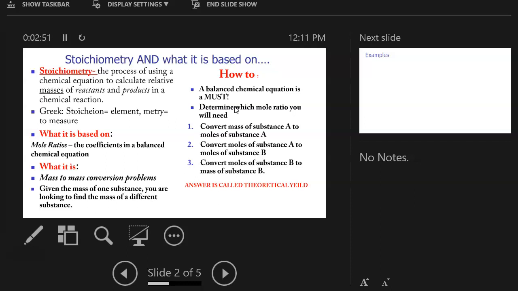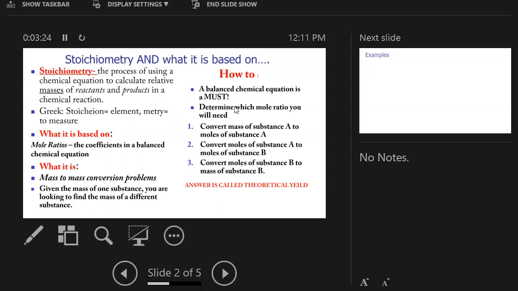It is based on what we call mole ratios, and I'll explain what mole ratios are once we get a chemical equation in front of us. So mole ratios are, like it says, the coefficients in a balanced chemical equation. It's how many moles of each substance is needed to do the chemical reaction, or how many moles of each substance is produced from the chemical reaction. And the mole ratios come from the coefficients in our chemical reaction.